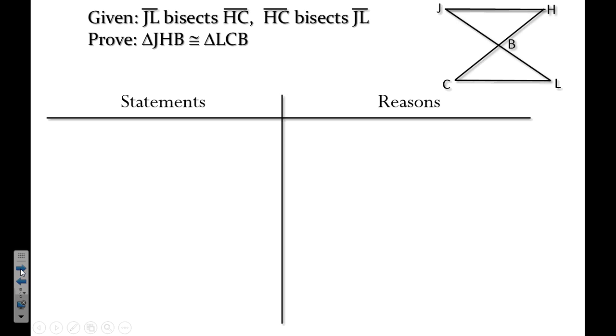So I want you to copy down the image, the picture, the triangles, and also the notes, or the givens. Okay? So on your paper, draw the triangles, and then write the given down as your first statement, and given for your first reason.